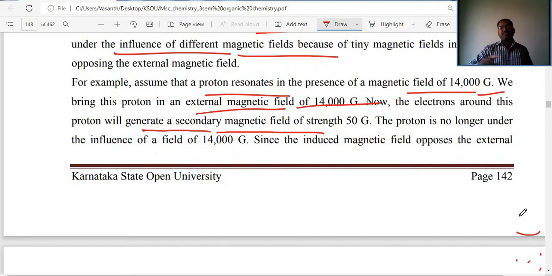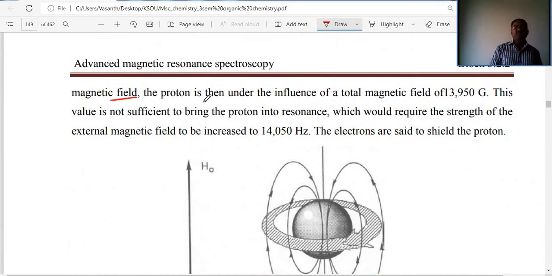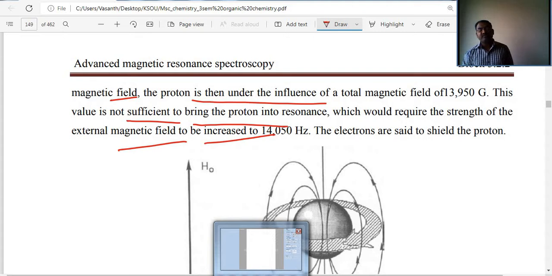Since the induced magnetic field opposes the external magnetic field, the proton is then under the influence of a lower total magnetic field. This value is not sufficient to bring the proton into resonance, which would require the strength of the external magnetic field to be increased to 14,050. The proton is said to be shielded.